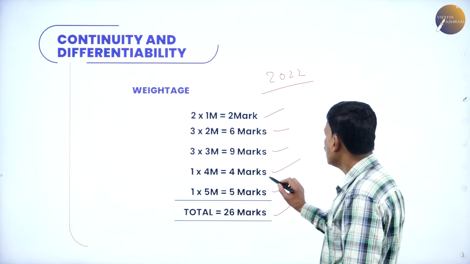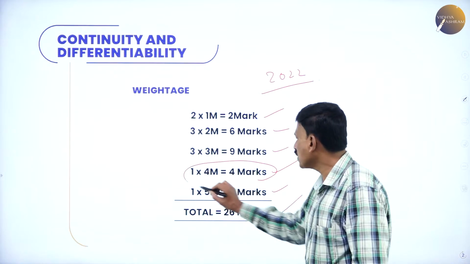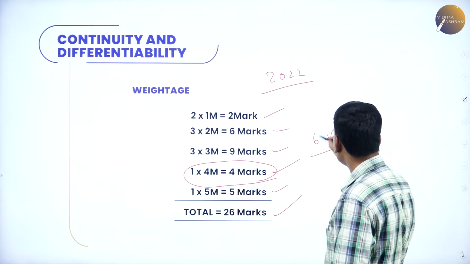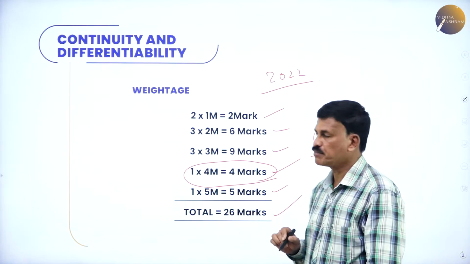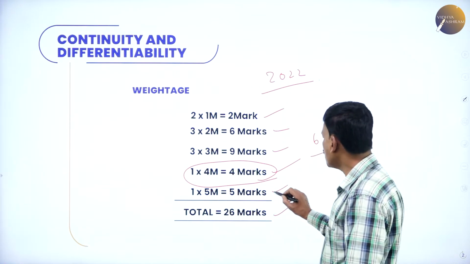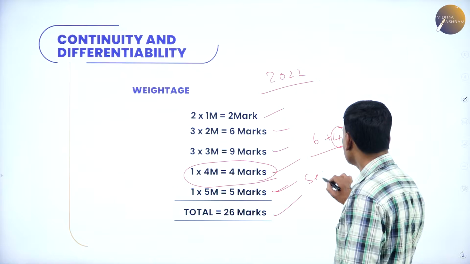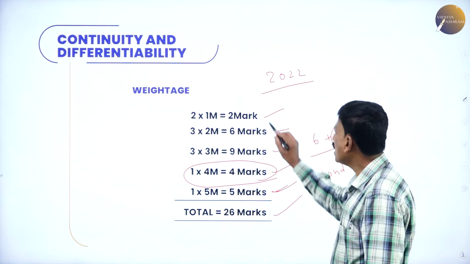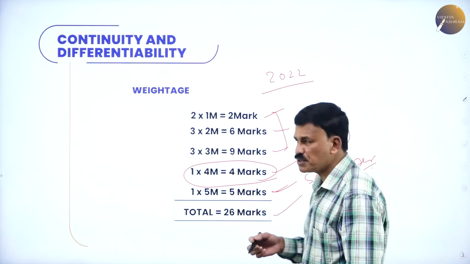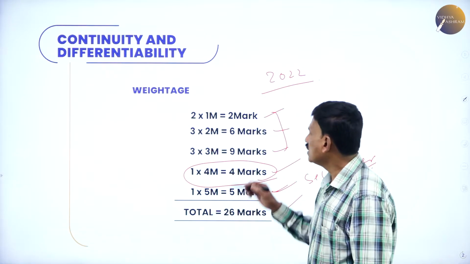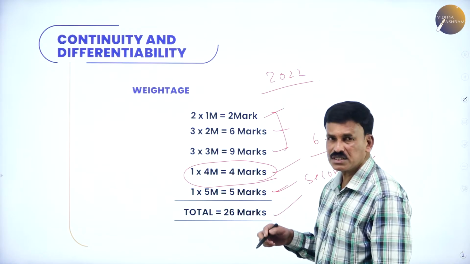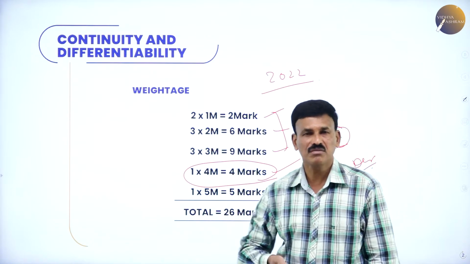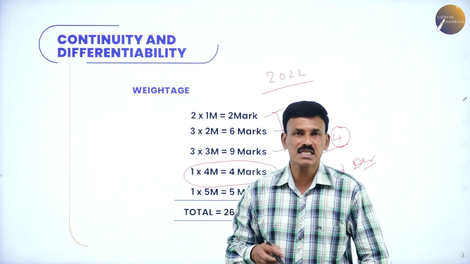So here the 1 4-mark question is from part E. For part E, 6 plus 4 marks. So these 4 marks may be from continuity, and the remaining 5 marks is from second derivative. So you can expect a question from second derivative for 5 marks, and the remaining are all from composite function, function of a function, then parametric functions, implicit functions, logarithmic functions and exponential functions.